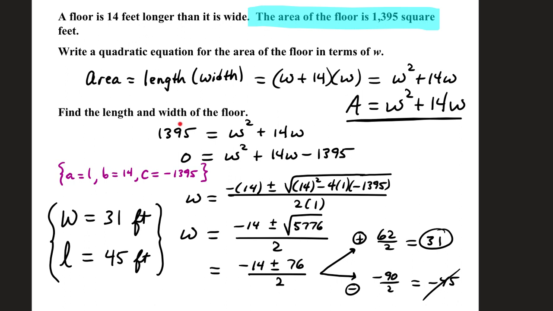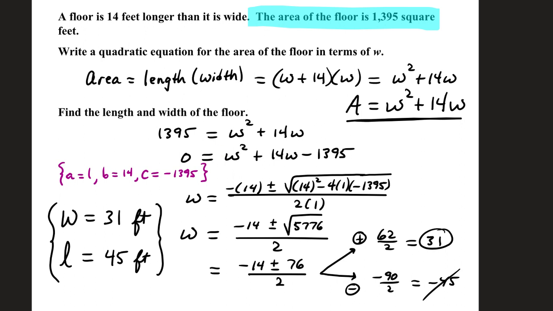Because the area is 1,395 square feet, we can replace A with that number, setting that equal to W squared plus 14W. We need to note that that is quadratic, but we need to bring this 1395 over. When you cross the equals, that number will go from positive to negative. You can take the time to factor. It will factor. You just have to find two numbers that add up to 14 and have a product of negative 1395. That could take some time, but we also have the quadratic formula to fall back on.